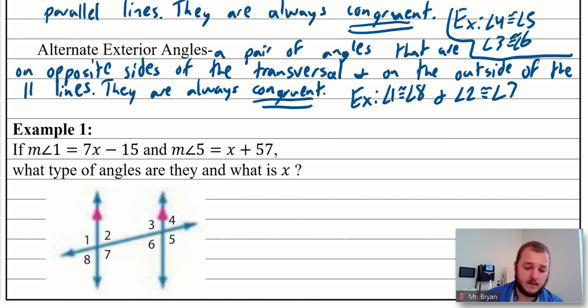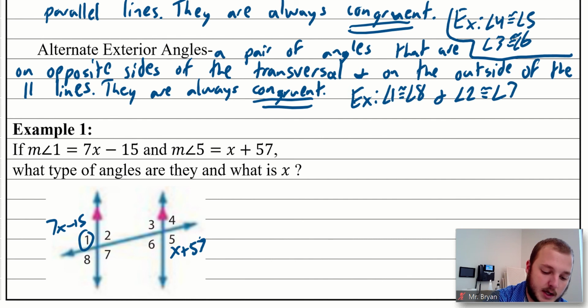So first thing here, if we're given information about these, I can just include this on my diagram. So angle 1 is 7x minus 15. And then angle 5 is x plus 57. So I'll just go ahead and include that there. Okay, so just labeling. All right, and now I want to work through this here. So I see angle 1 and angle 5, and I need to ask myself, what kind of angles am I looking at here?